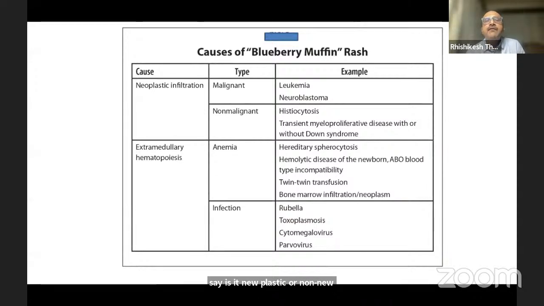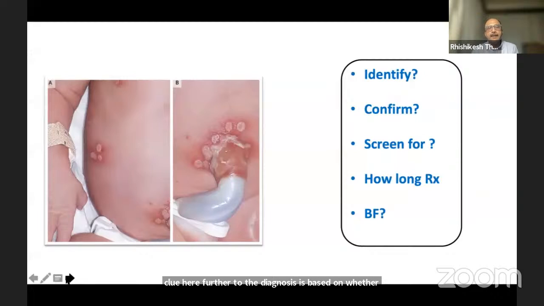A neoplastic infiltration in the form of a malignancy or a non-malignant condition mimicking this is what we need to look at, or at times it suggests there is an extramedullary hematopoiesis, and the clue here further to the diagnosis is based on whether there is associated anemia or infection.